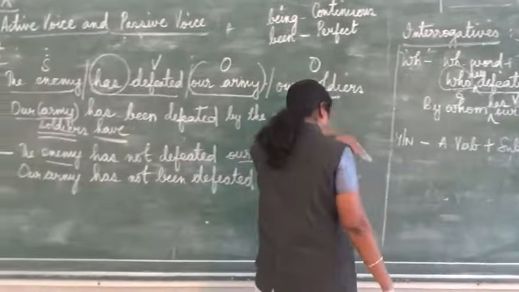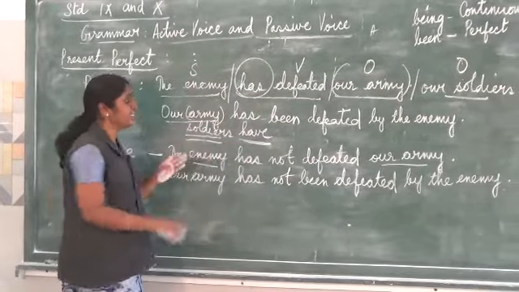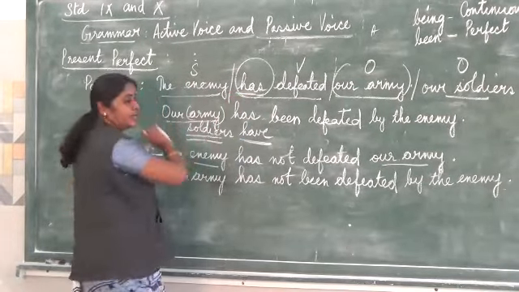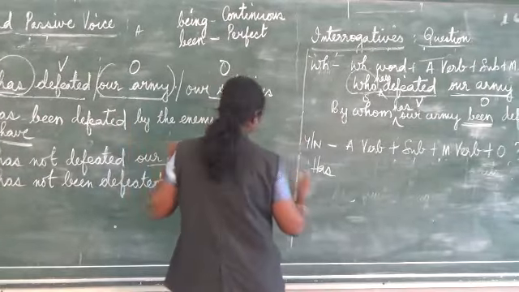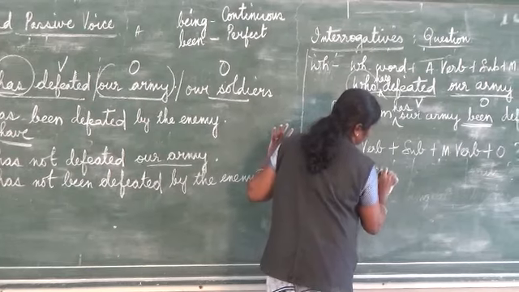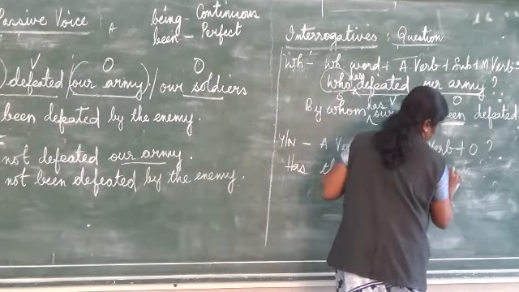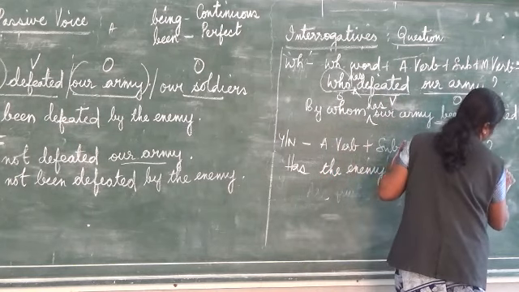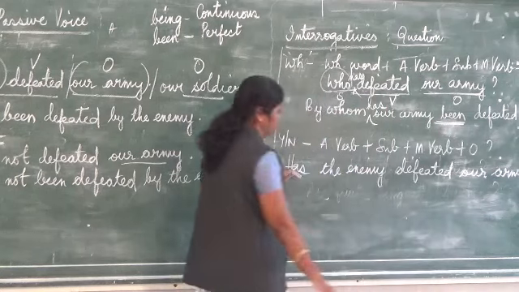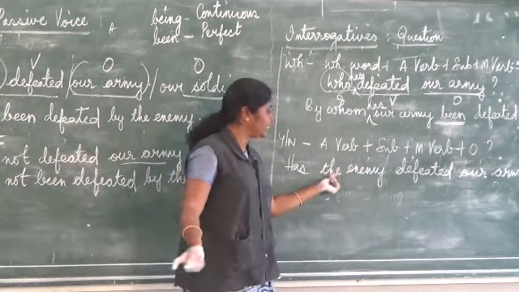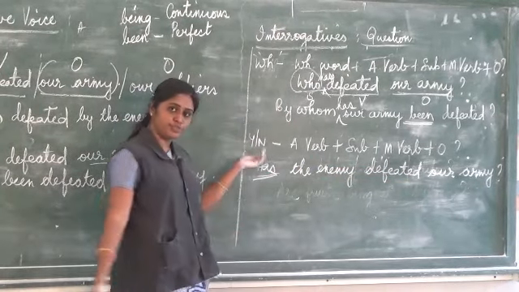Now the same sentence you have to change into yes or no question. Yes or no question, it is very easy. Just bring this auxiliary verb to the front, and it becomes a yes or no question. Has the enemy defeated our army? Okay, so now the sentence form we had, the enemy has defeated our army. Now yes or no question, only this auxiliary verb is brought to the front.